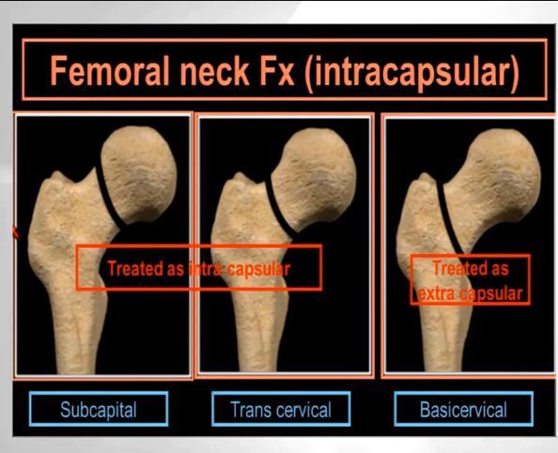I remember spending a lot of time deciding whether the patient has basicervical or intertrochanteric fracture. And when I sat down with my hip surgeon, he told me it's not important for him. In fact, it's important for him to differentiate whether the fracture is transcervical or basicervical, because transcervical is treated as intracapsular and basicervical is treated as extracapsular. And sometimes in the emergency department, we are doing these traction views to differentiate transcervical and basicervical.